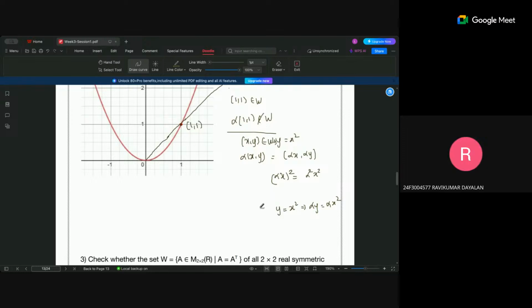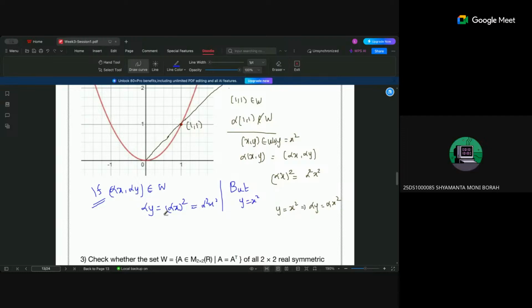Ma'am, can you please repeat the one which I'm finally doing again? Yes. See, alpha x comma alpha y. Now suppose it is in W, what should it satisfy? Alpha y should be equal to alpha x the whole squared. If it is in W, it should satisfy this condition, right? Alpha square x square. But this is what we are having. We know that y is equal to x squared, which implies alpha y is equal to alpha x squared. I don't have alpha y equal to alpha square.